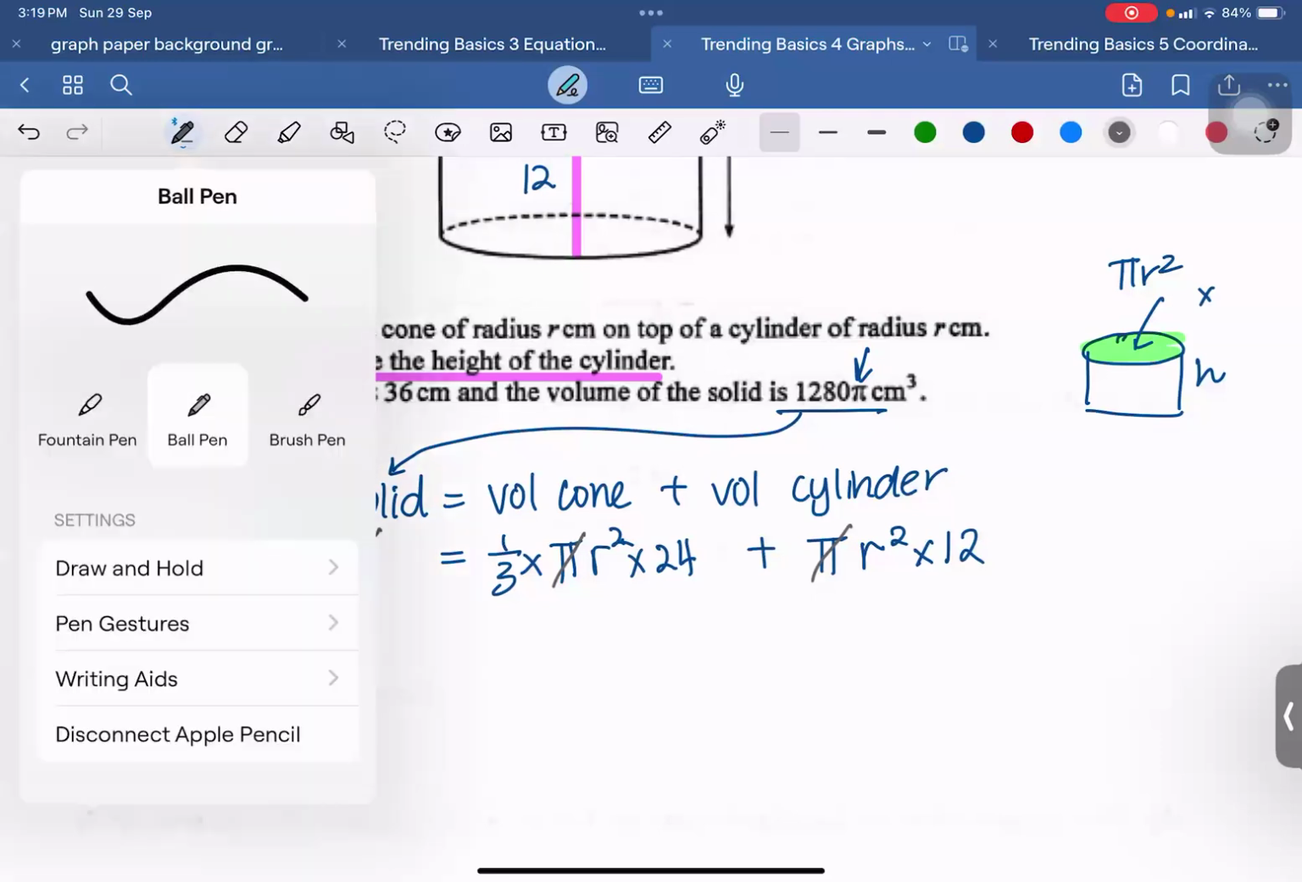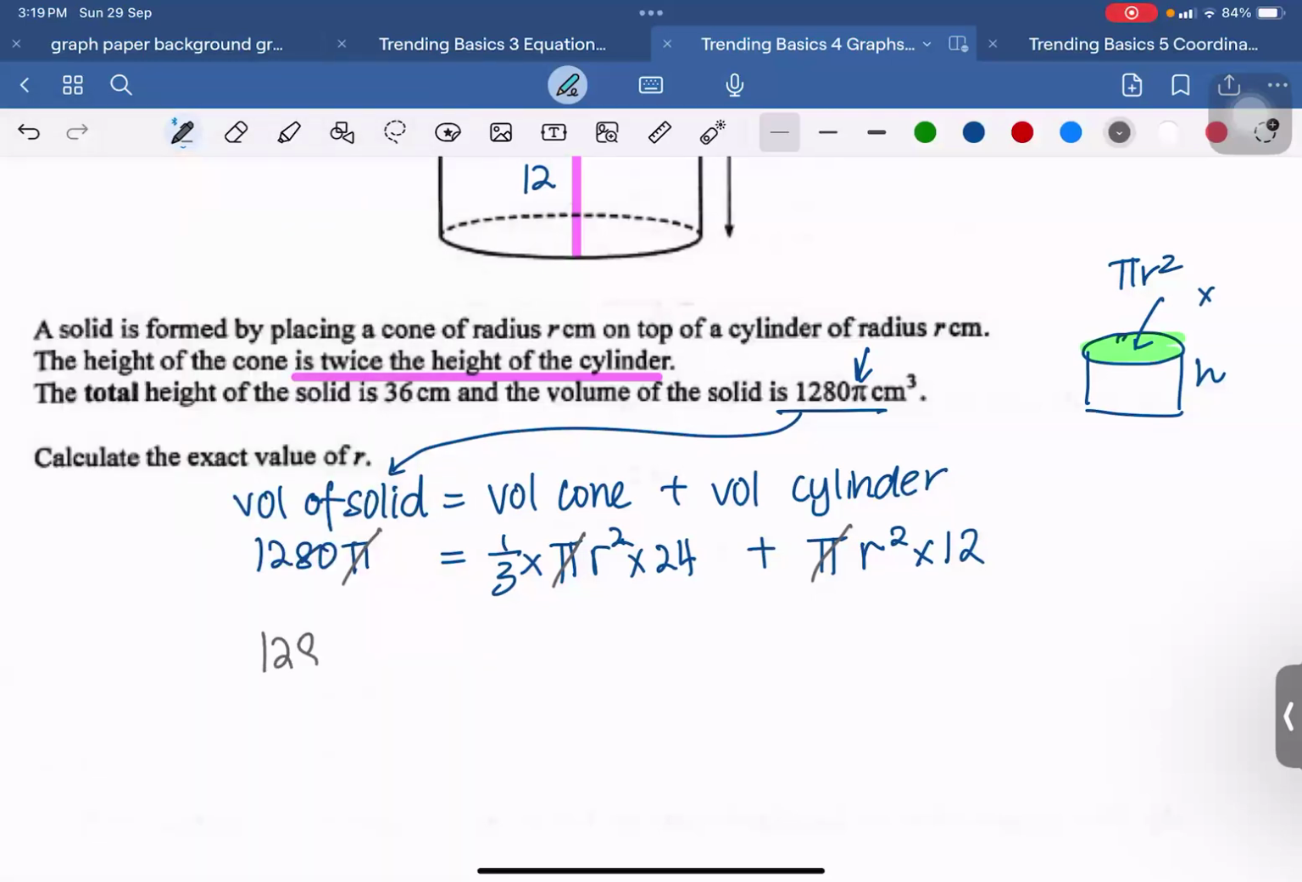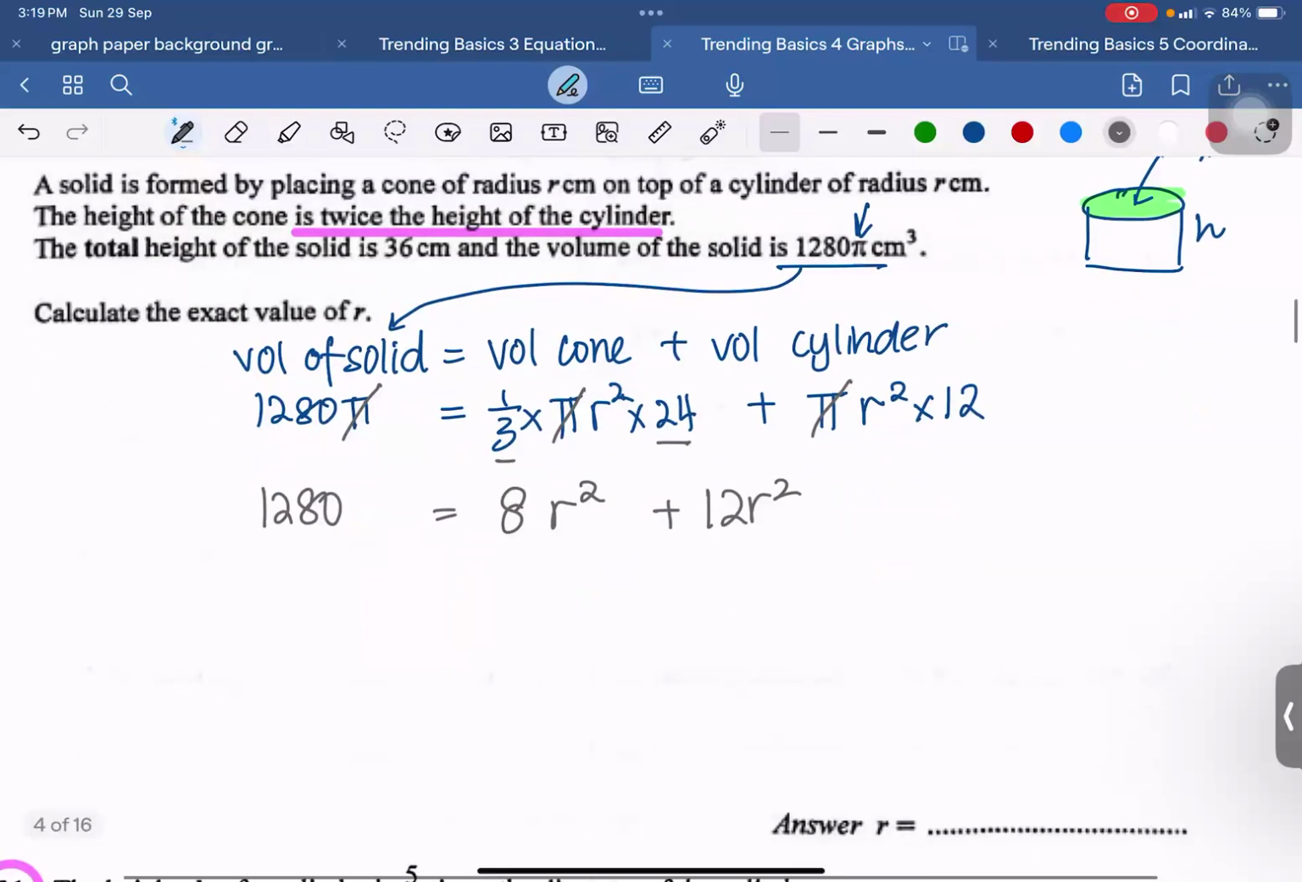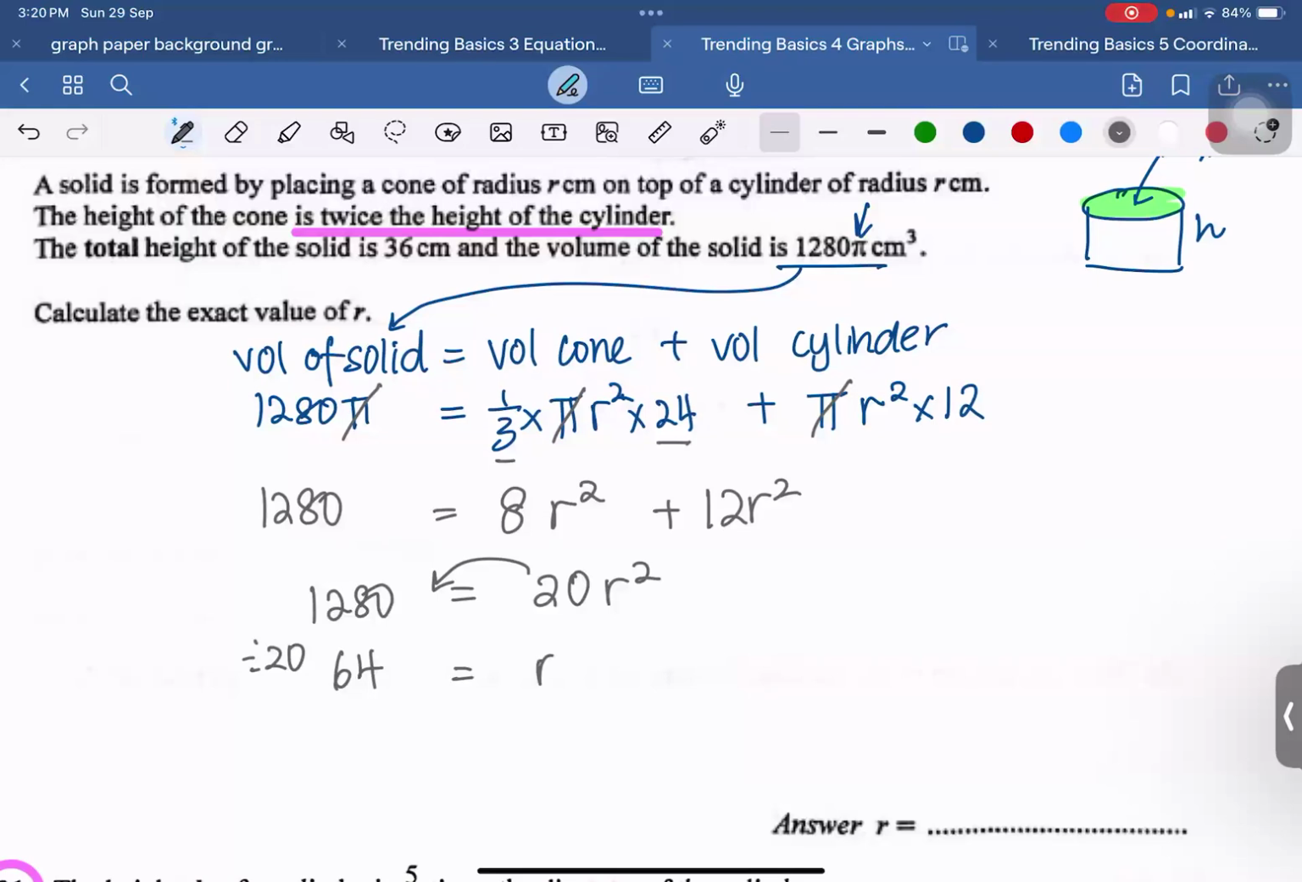Next part, this one is just 1280 now. This one is 1/3 times 24 gives you 8r square. This one is just 12r square. Adding them together, that will give you 20r square, equals 1280. We get rid of 20 first, so we divide by 20. How much is this? 64, is it? R square.